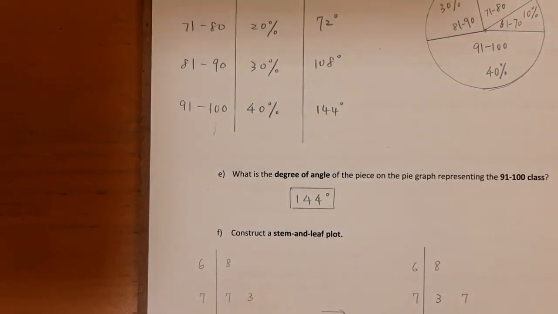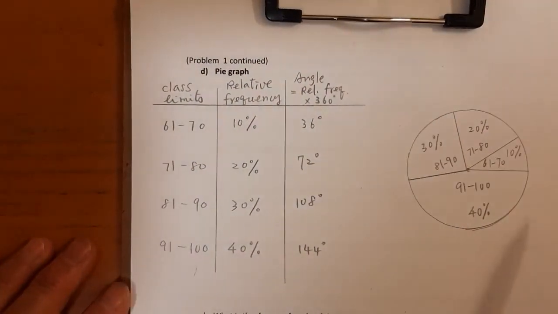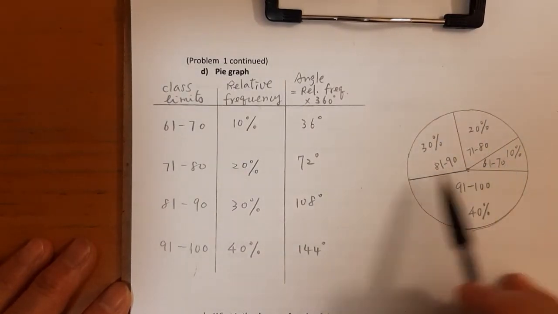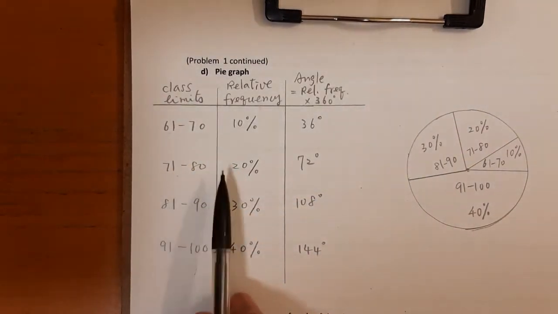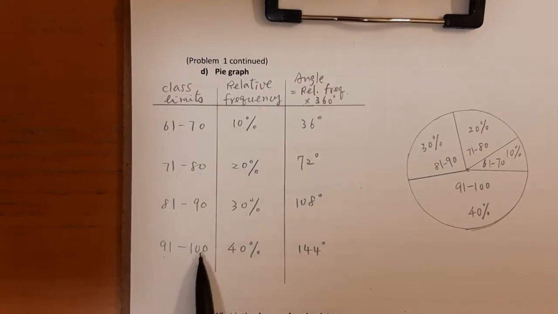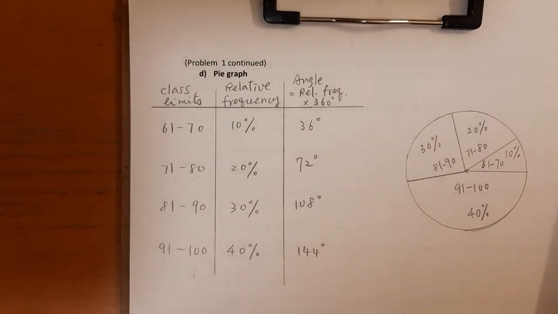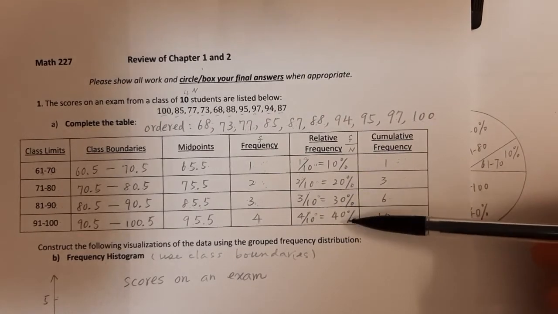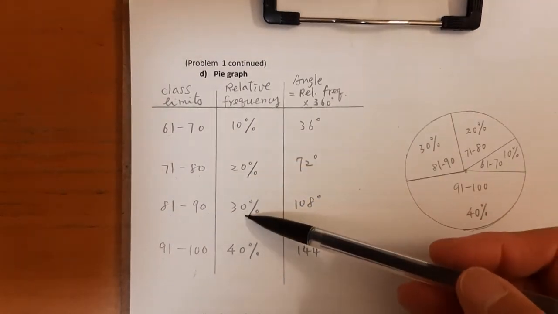The next one is the pie graph. Because for a pie graph we have to draw a pie, we have to indicate the class limits. So I copy these class limits: from 61 to 70, from 71 to 80, from 81 to 90, from 91 to 100. We are going to use relative frequency, percent. I copy the relative frequencies here: 10%, 20%, 30%, 40%.